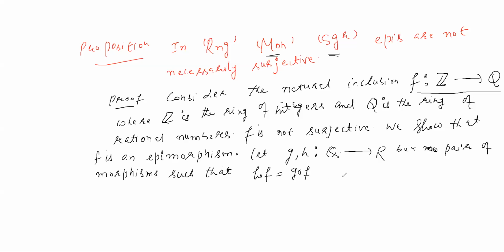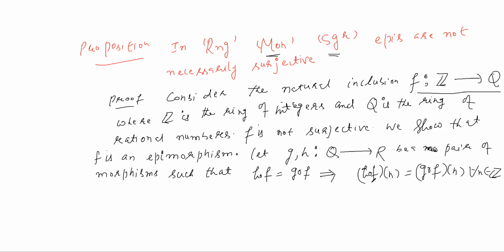This means what? This means H composition F of n is equal to G composition F of n for all n in Z. So they are agreeing on integers, but we have to show that.